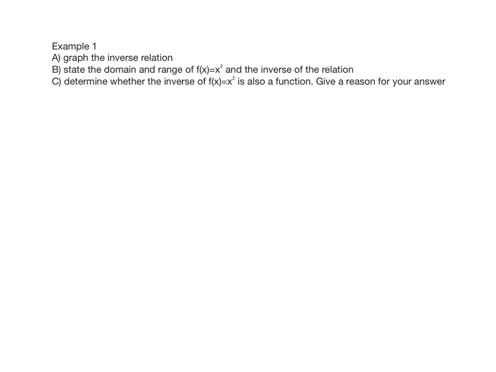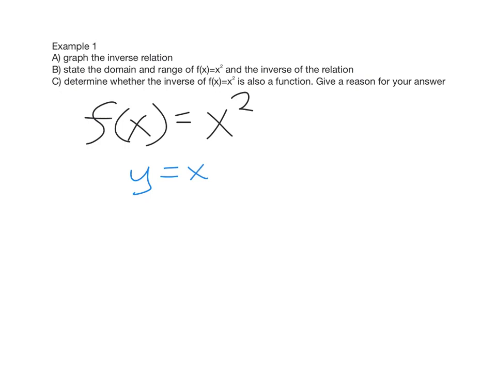So if we wanted to determine the inverse of the equation, we would start out by writing that f(x) is equal to x squared. And if we wanted to find how our inverse would be determined, we would take y equals x squared. We would relocate them, so x is equal to y squared, and then we would solve for y.